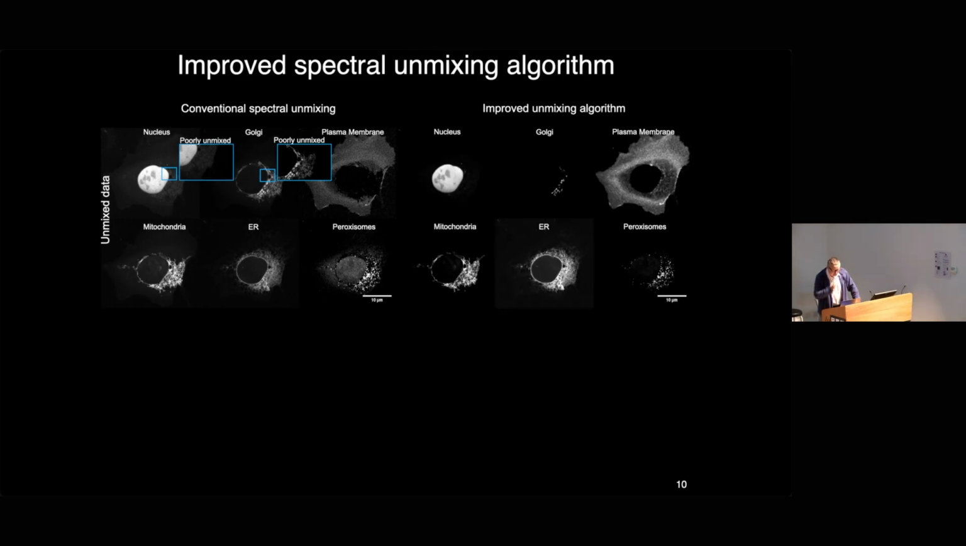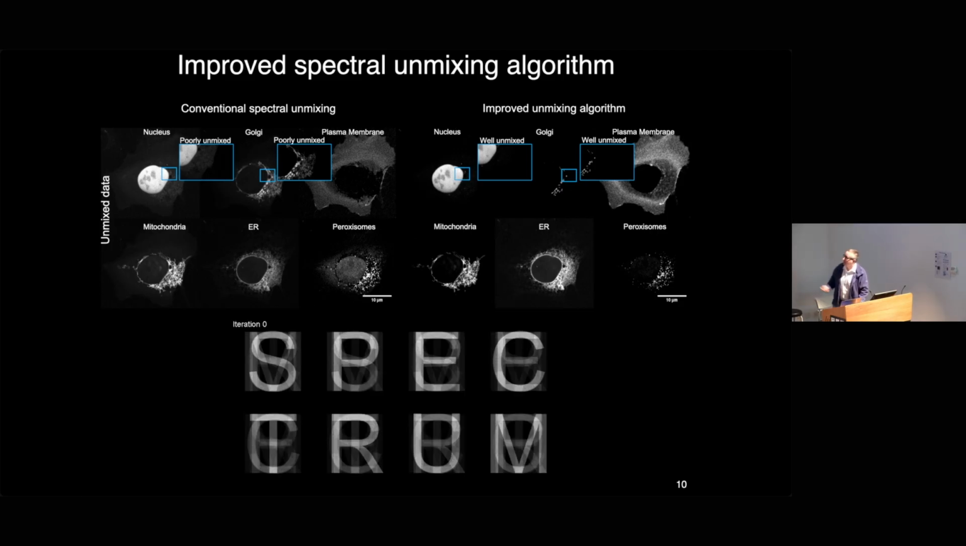After spending a bit of time working on a better algorithm, we now get much cleaner signals back, where each component is correctly reconstructed from the mixed data. I don't really have time to explain exactly how that works, but you can see in this movie that we start off with a bad guess of what each individual component is, in this case the letters of the word spectrum, and as we iterate through this iterative algorithm, it reassigns the signals back to the correct locations, and so we end up with clean letters in our simulation.